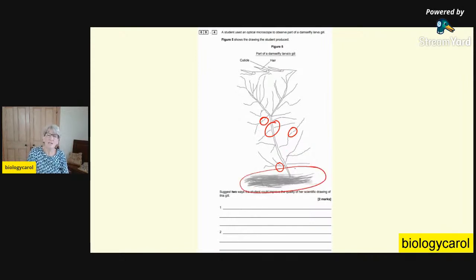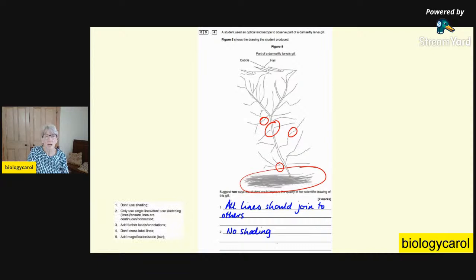And here, to me, is the other obvious issue: she's done a whole load of shading rather than drawing single continuous lines. So all lines should join to others and no shading. So I got mark 0.1 down here, and I got mark 0.2: only use single lines, don't use sketching, ensure lines are connected. All right.